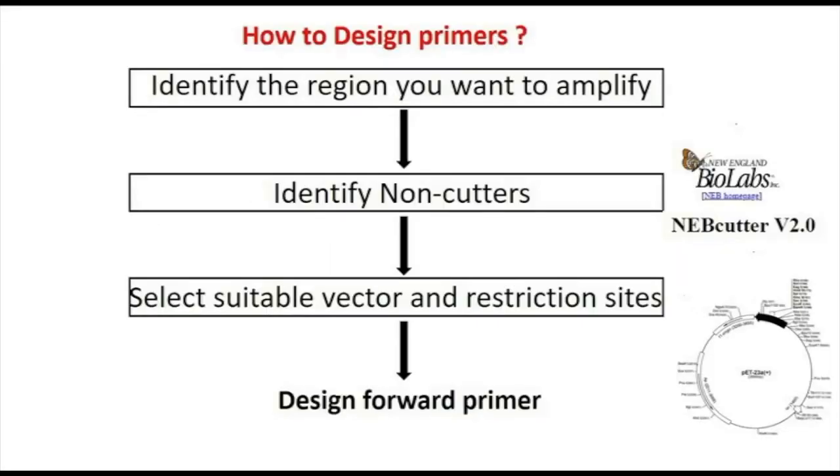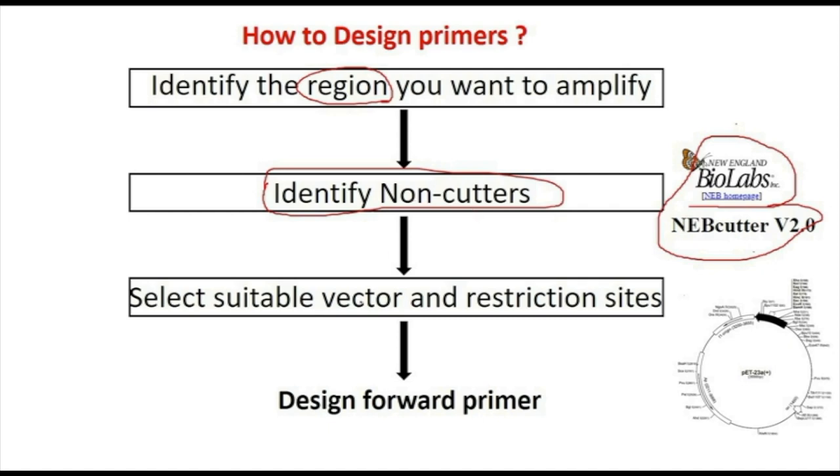For designing primers, first you have to identify your region of interest, the region which you want to amplify from any vector or any sequence. In the second step, you have to identify non-cutters. There are various softwares available, but we can use New England Biolabs NEBcutter version 2.0.